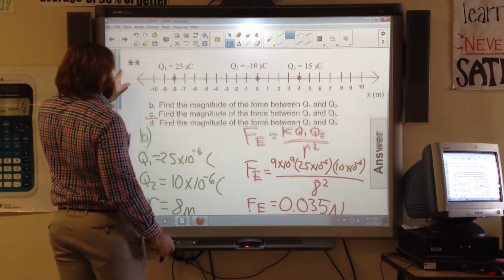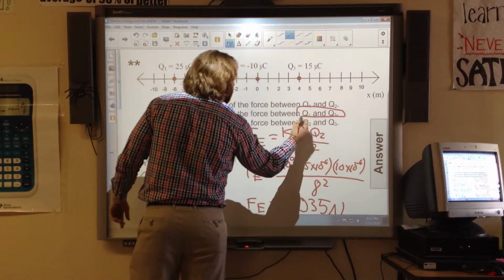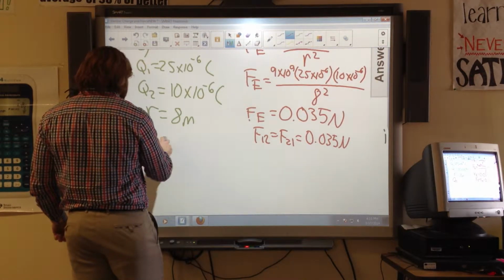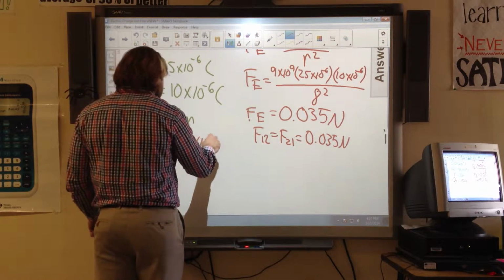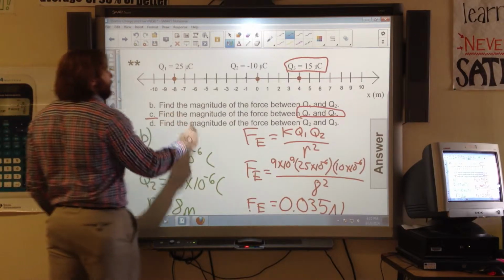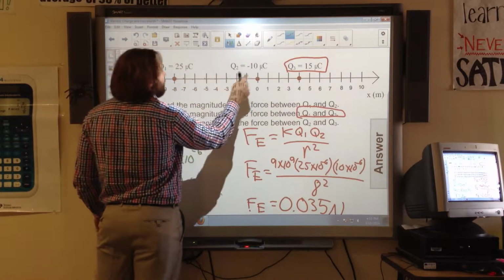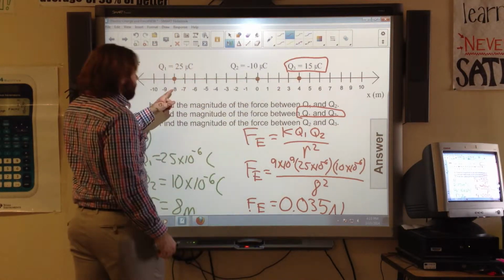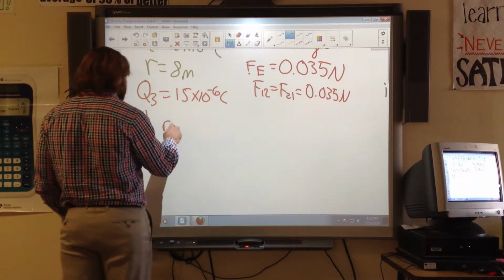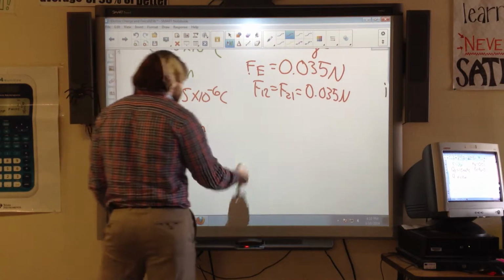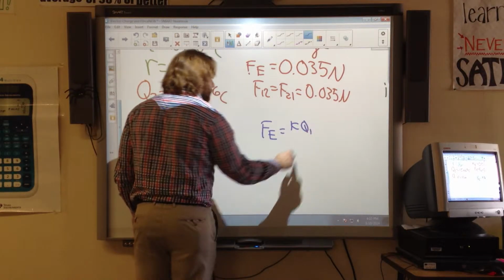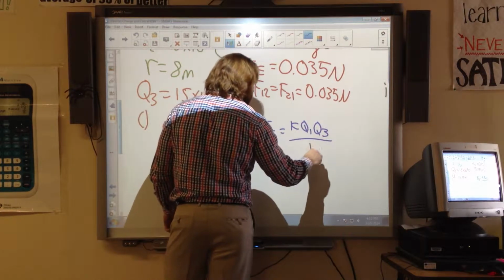Part C, same question, but for Q1 and Q3. Well, I know Q3 is 15, so let me write that one over here. Again, times 10 to the -6. We're going to go to part C. The radius between those two, 1, 2, 3, 4, 5, 6, 7, 8, 9, 10, 11, 12, or I could have just done 8 plus 4. So our radius here, 12 meters. We're going to use the same equation.